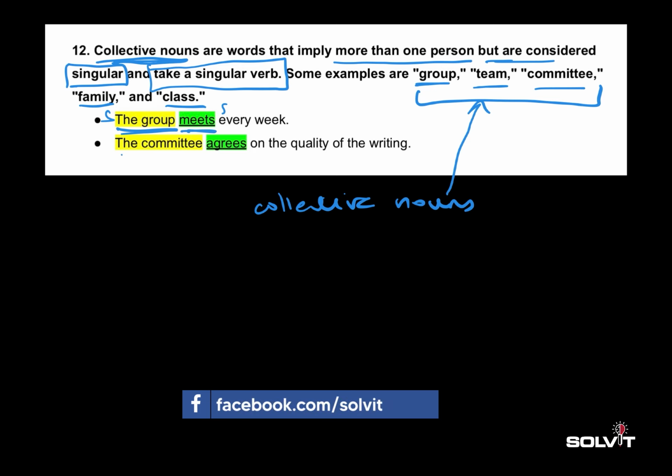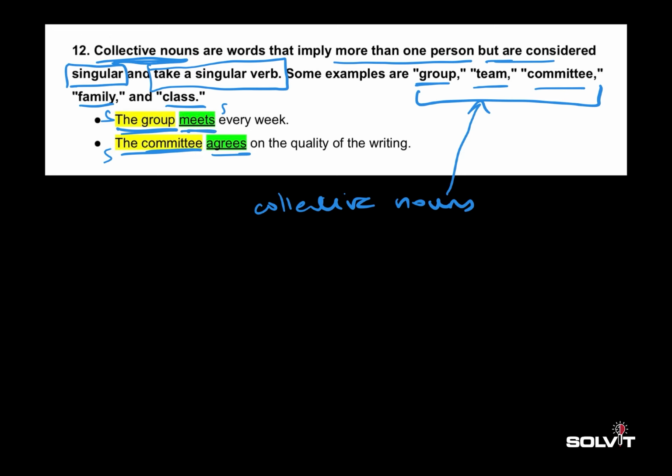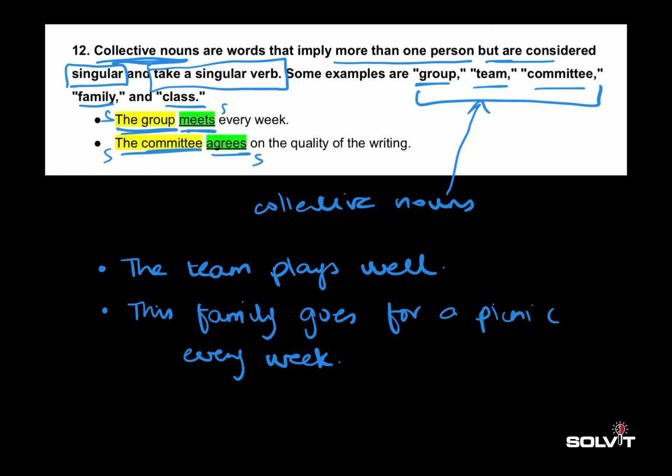The second sentence is the committee agrees on the quality of the writing. So the committee again is singular, even though there are many people in a committee, the committee itself is singular because it's one committee. Okay, so the committee agrees is also singular on the quality of the writing. So I have two more examples over here. The team plays well. Now the team is of course singular, and so our verb will also be singular. This family goes for a picnic every week. So family is singular and goes will also be singular.